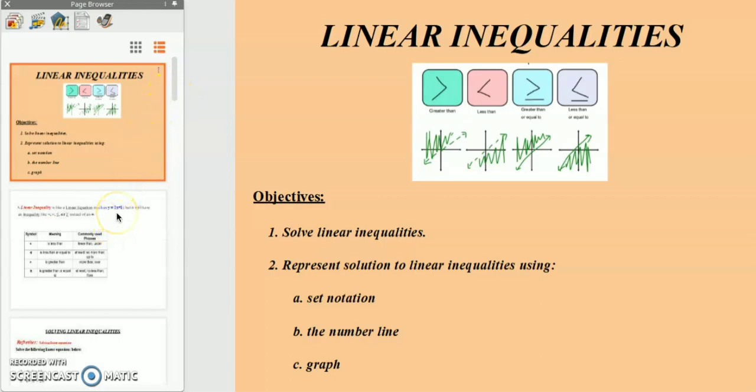Alright, so for this first video, we're going to look at linear inequalities. The first objective for this video is basically to solve linear inequalities, then to represent these solutions using set notation, on the number line, and also on a graph. I'm going to explore everything here with in-depth explanation and diagrams so that you can get a solid understanding of what is happening here. Alright, so let's move on.